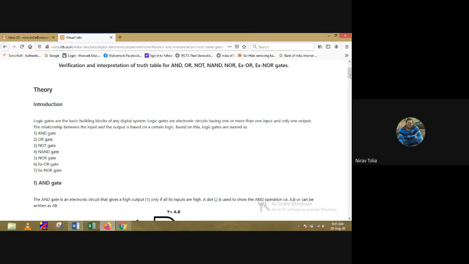Sometimes we are using gates in A to D and D to A converters. Again, we are using basic gates. So these are the basic concepts of digital electronics, or you can say the basic building block diagram of digital systems. Again, how can we make digital or logic gates? Those logic gates are made by electronic circuits.